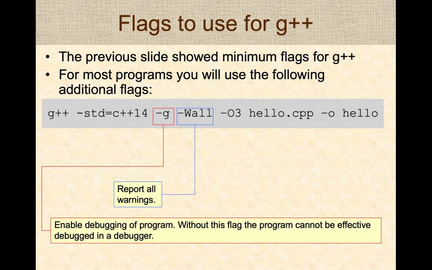You should also always use -Wall. This is the report all warnings flag. So warnings in C++ are indicative of potential problems in your program. So it is always a good idea to compile your programs and ensure there are no warnings in it.